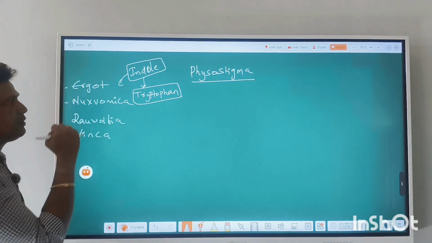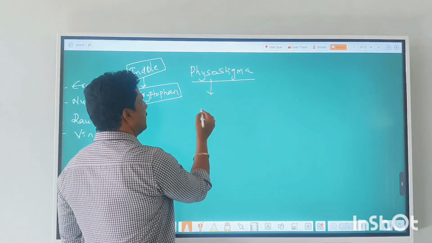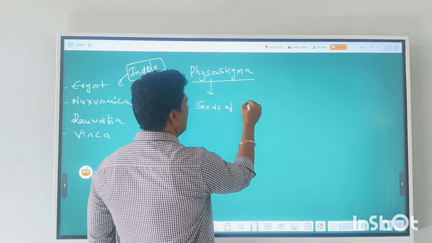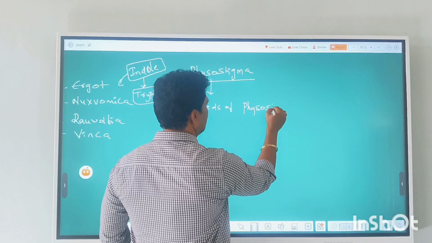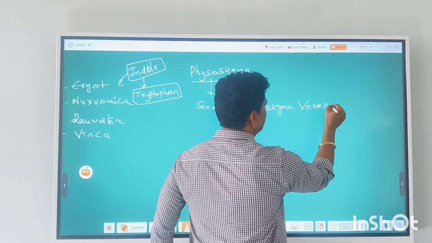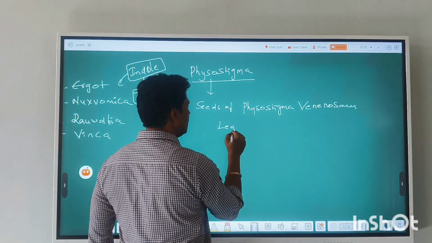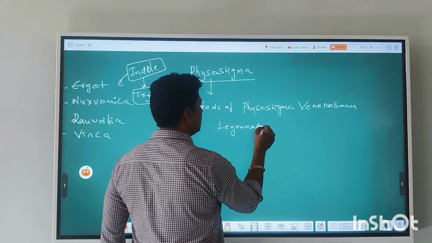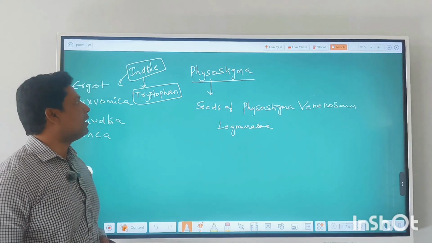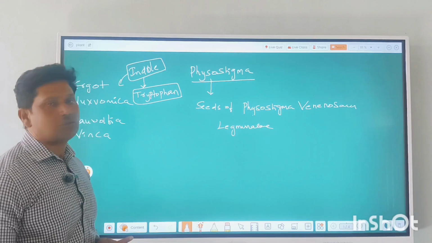So coming to the physostigma. Physostigma consists of dried seeds of Physostigma venenosum. Family is Leguminosae.